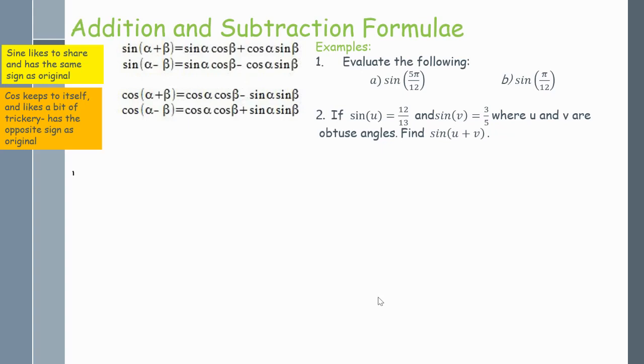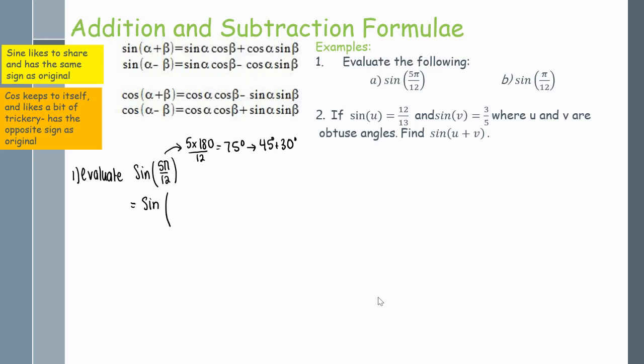Example 1. Evaluate the following. We're going to try and find sine of 5 pi on 12 in radians. Firstly, we've got to think about, what is 5 pi on 12 radians? I'm going to convert it to degrees so it's a little bit easier. 5 times 180 divided by 12, well, that's 75 degrees. I can break 75 degrees, like we said before, into 45 degrees plus 30 degrees.